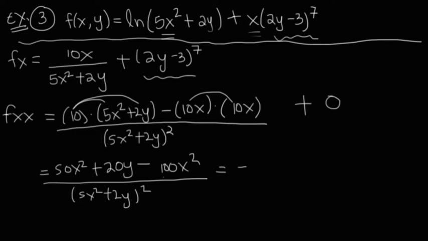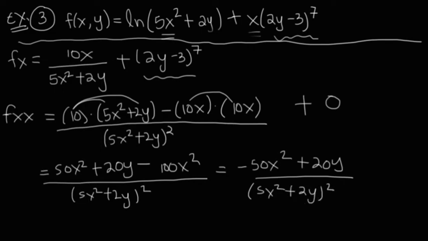And the x squared terms can combine to minus 50x squared plus 20y, because it's 50x squared minus 100x squared. And then again, dividing by the bottom that we're not going to change at all. And there it is. So that's f_xx.